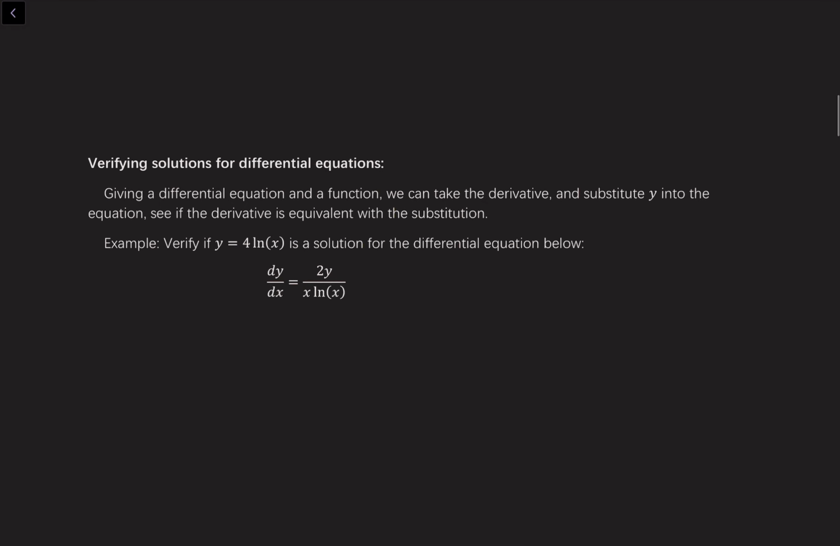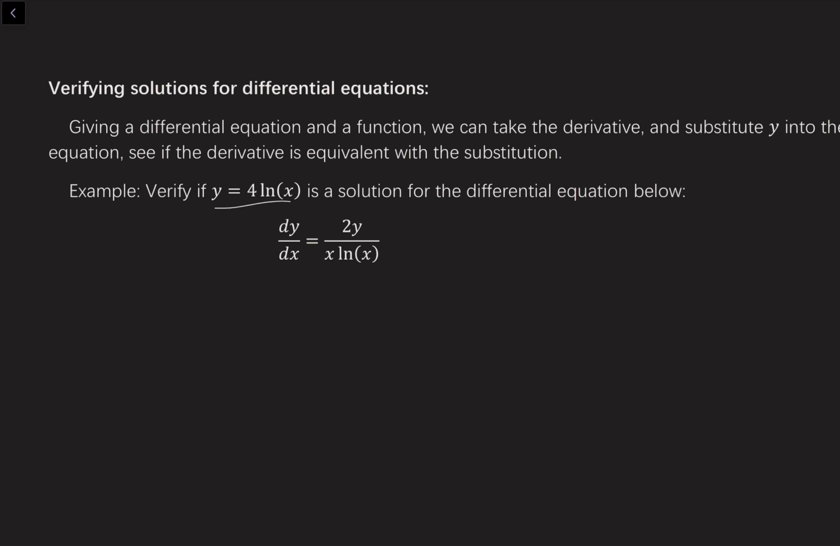So we got a function y equal to 4 natural log of x. The derivative of that is 4 over x. Let's see if that's equal to 2y, which is 8 natural log of x, divided by x natural log of x. Okay, so now we can simplify. Natural log of x cancels with natural log of x. So 4 over x, is it equal to 8 over x? The answer is no.